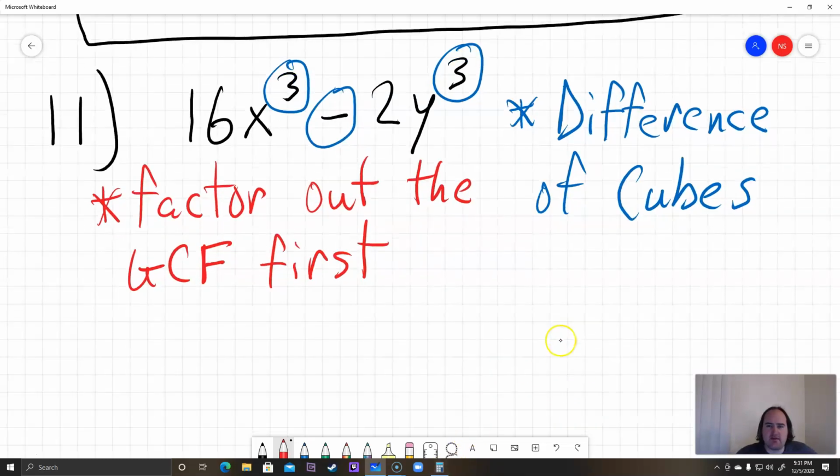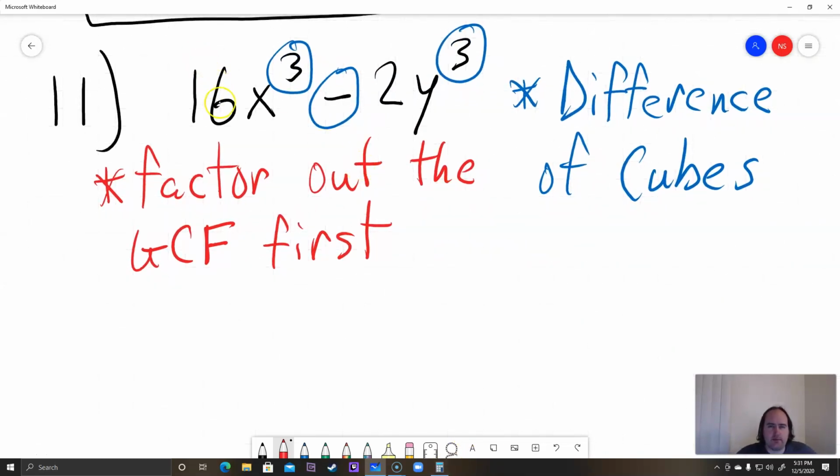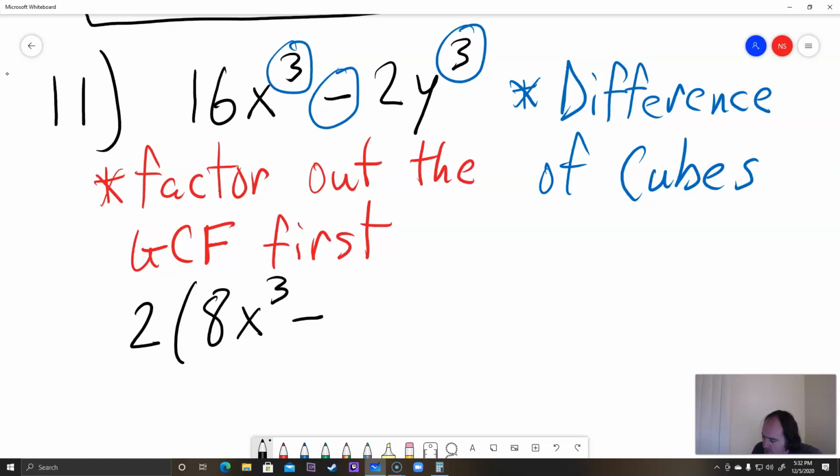So what's the GCF here? Well, what we have in common is, 2 goes into 2 and 2 goes into 16, so the GCF is going to be 2. So we're actually going to factor out a 2 first. And if we factor out a 2, we're going to be left with 8x cubed minus y cubed.